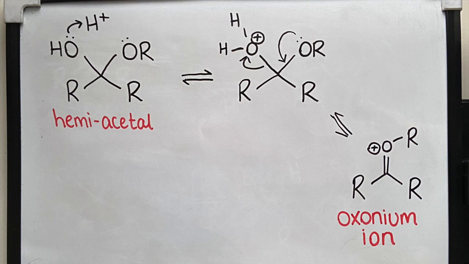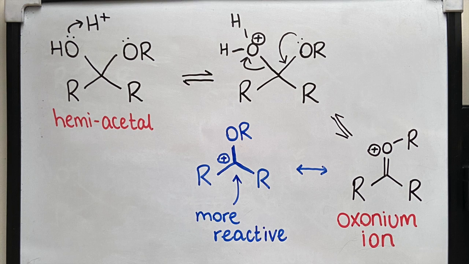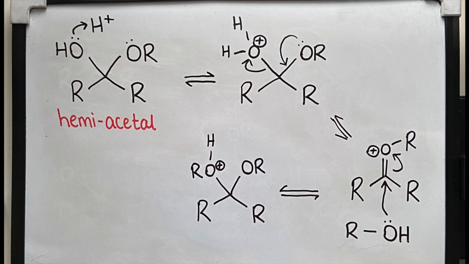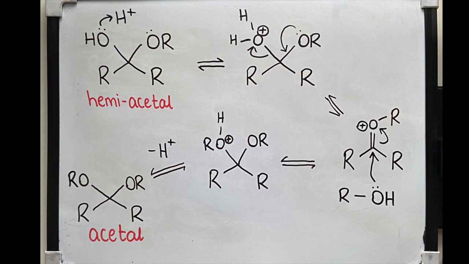This produces a positively charged intermediate species known as an oxonium ion, which, of course, has a resonance form which makes the electrophilic carbon very reactive. It is really crucial that you include this oxonium ion as part of your mechanism in any given acetal formation reaction. A second alcohol molecule attacks the electrophilic carbon center, forming a tetrahedral intermediate species. In the final step of this reversible reaction, a proton is lost to regenerate the acid catalyst and yield the acetal product.